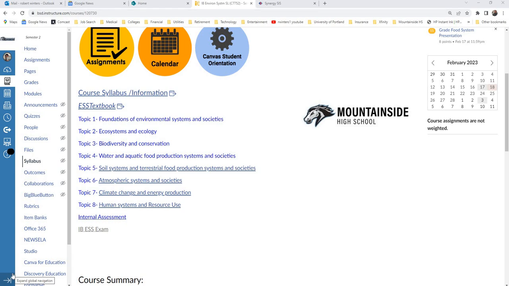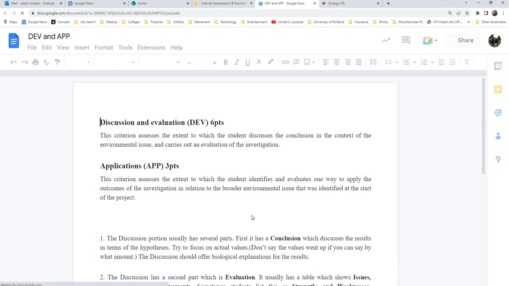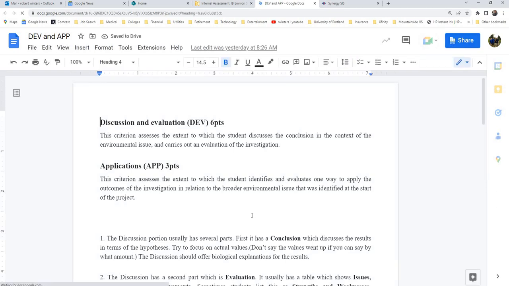So the last part of our internal assessment write-up that we're working on should be the discussion and the application, or sometimes it's called discussion, evaluation, and application. Let's take a look at that. And so this is the part where you're going to talk about the real conclusion that you came to in terms of the hypothesis. So it's really divided into three sections.